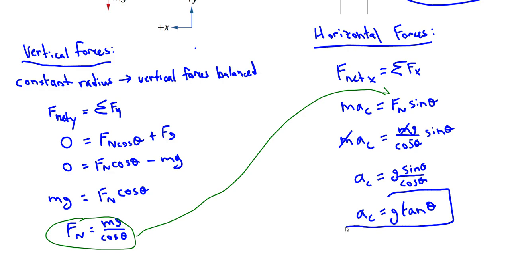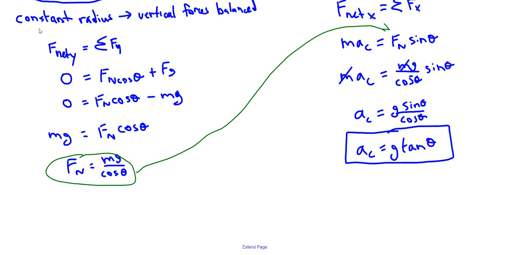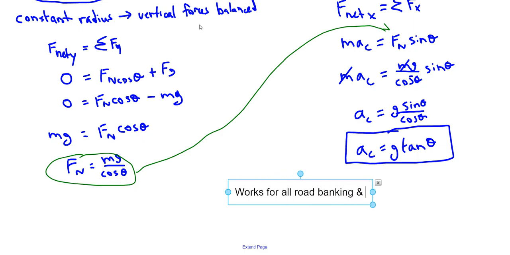This is an important one, so let's put a box around that even though it's not a final answer. This is one you probably want to put on your yellow sheet. And let's write ourselves a little note. I think I'm going to type this just so I can save myself a little bit of time here. Let's shrink our typing down to that size there. And we're going to say works for all road banking. And you often see these in physics, so I'll mention it here. Conical pendulum questions.